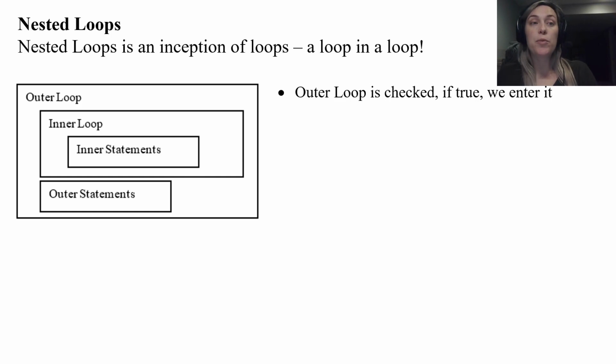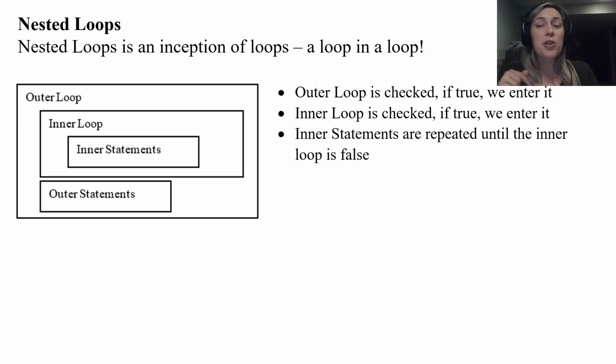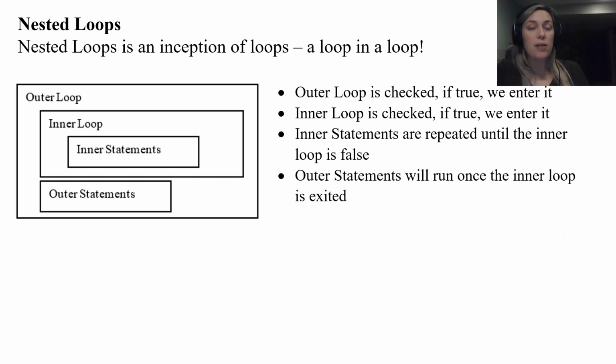The way we trace through these, the outer loop is checked. If it's true, we enter the outer loop. As soon as we enter the outer loop, we encounter the inner loop. And the inner loop is checked. If it's true, we enter that. The inner statements are repeated until the inner loop is false. So we get stuck in the inner loop, repeating that until the inner loop becomes false.